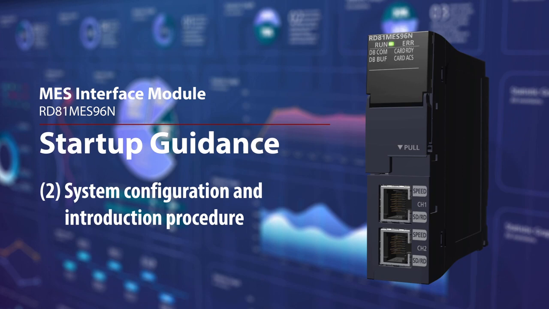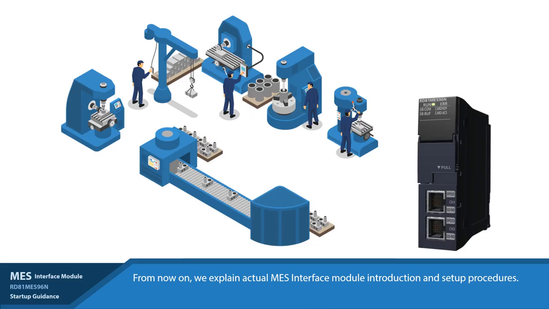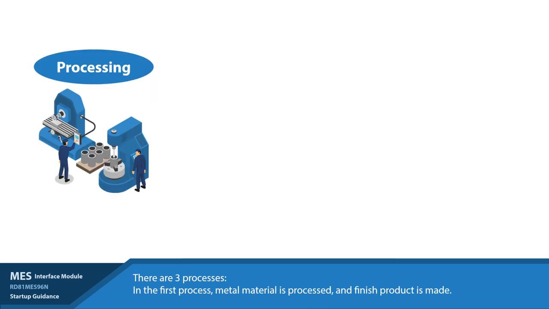Part 2, System Configuration and Introduction Procedure. In this section, we'll give an example scenario and hardware list for a production line that creates a small metal part. In the upcoming sections, we'll then take this example and show how you would configure the server and MES interface module. In this example scenario, the metal part manufacturing line consists of 3 steps.